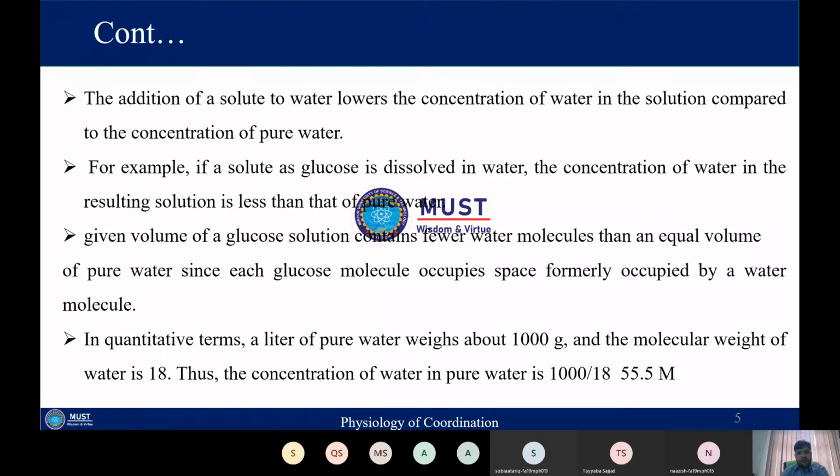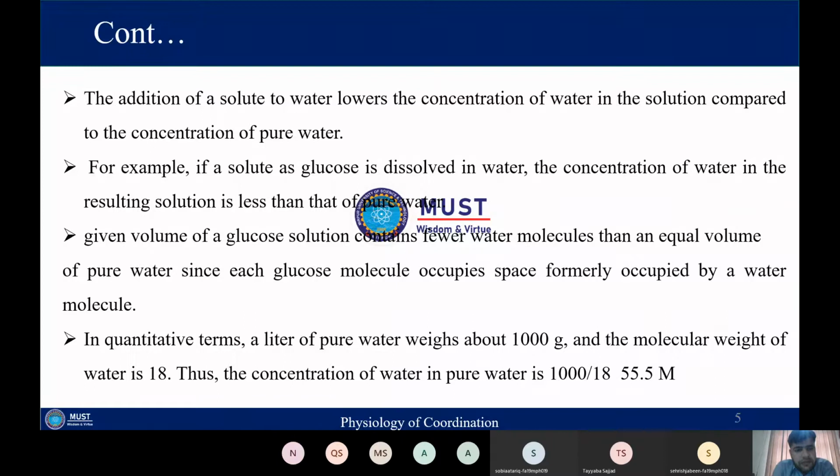When we add any solute to water, forming a solution, it means that the concentration of the water will be lower, or will decrease, by the addition of the solute particles.